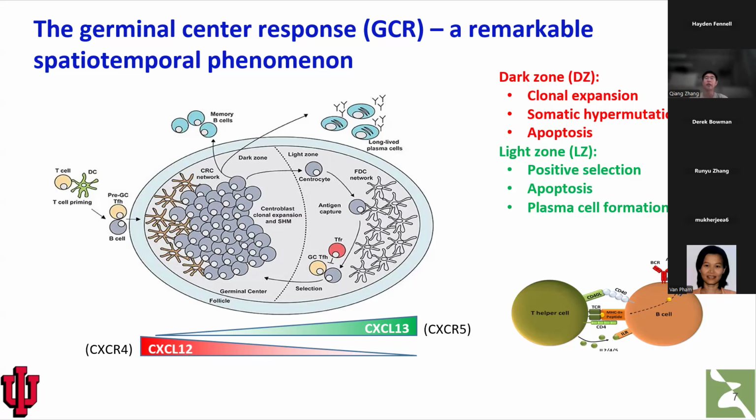So essentially, what happens in the dark zone includes clonal expansion, somatic hypermutation, and apoptosis. And in the light zone, what happens includes positive selection, apoptosis, and plasma cell formation.